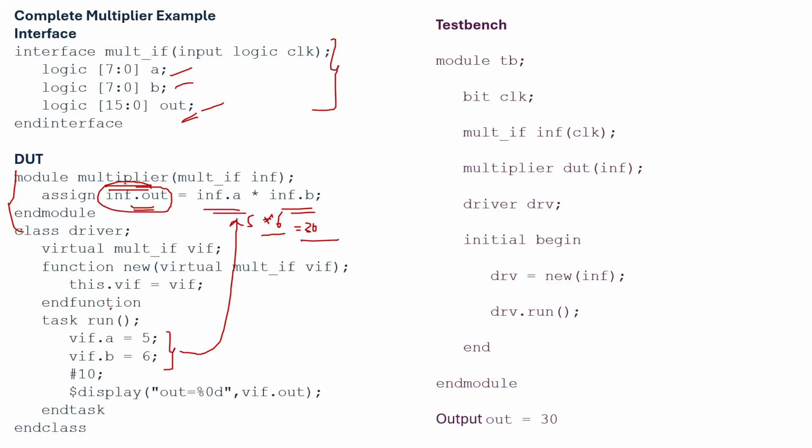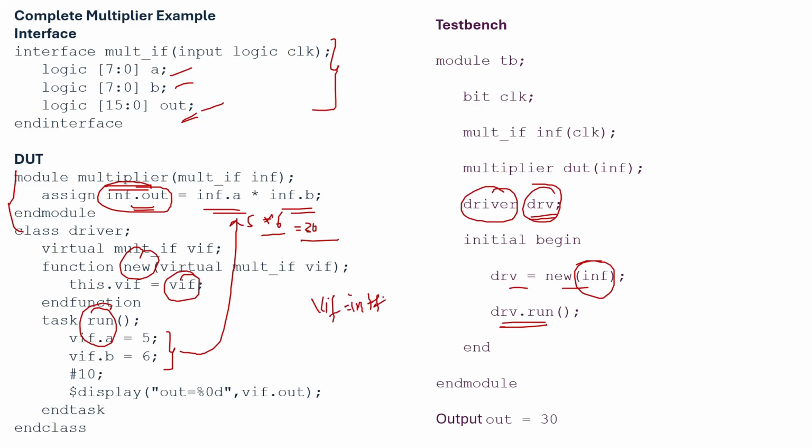So during this task run, I am calling through this driver handle because this class driver handle I am representing in my TB. Okay, DRV equal to new of INTF. Then in this constructor new method VF is there. Then VF will be equal to INTF. Okay, interface handle. Okay. Then physical interface is showing that all the signals will communicate with each other.